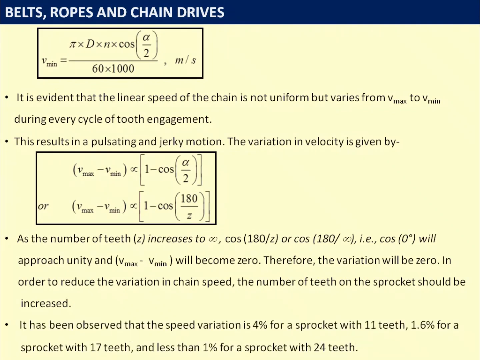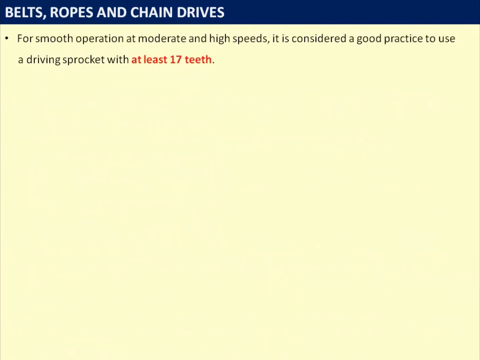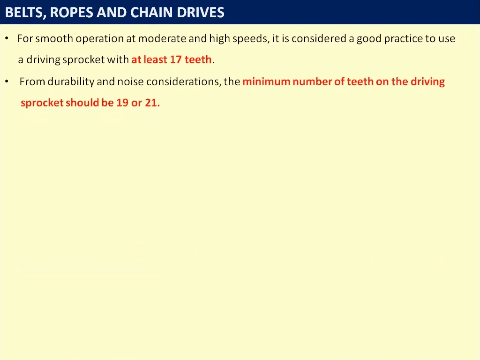So it is observed that the speed variation is 4% for a sprocket with 11 teeth, 1.6% for a sprocket with 17 teeth, and less than 1% for a sprocket with 24 number of teeth. For smooth operation at moderate and high speeds, it is considered a good practice to use a driving sprocket with at least 17 number of teeth. From durability and noise considerations, the minimum number of teeth on the driving sprocket should be 19 or 21.